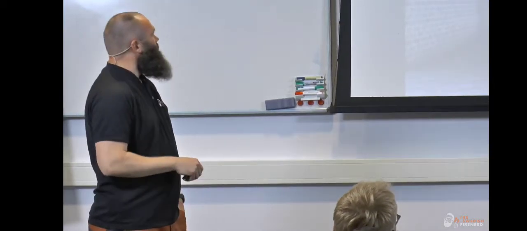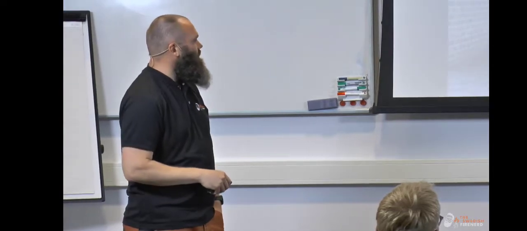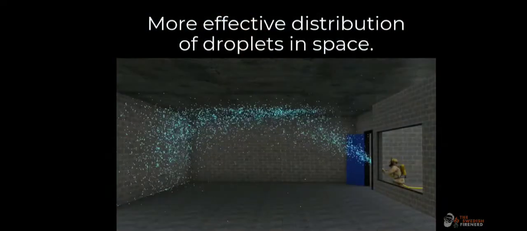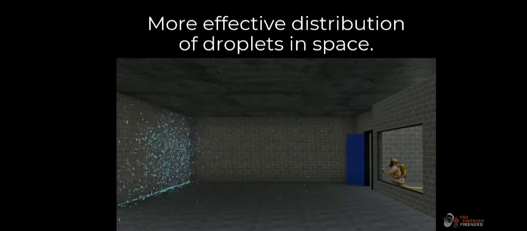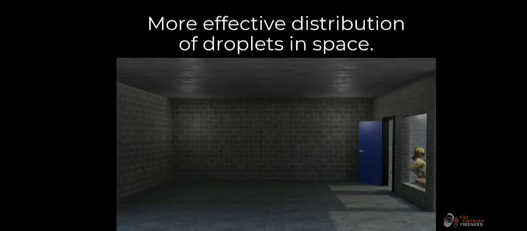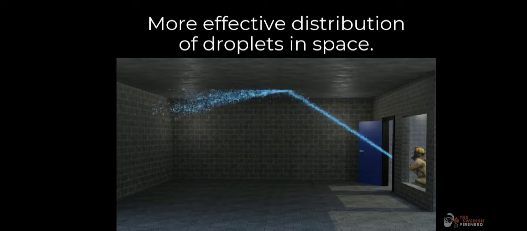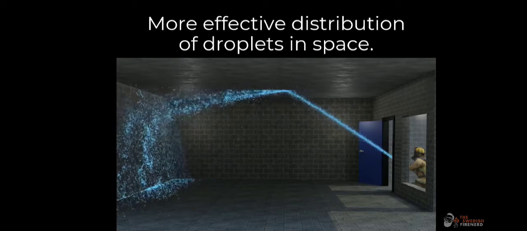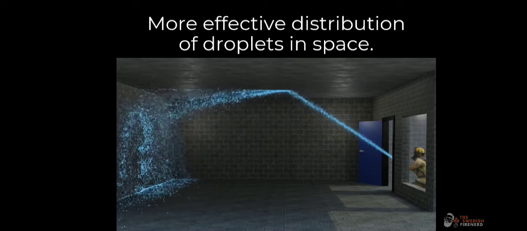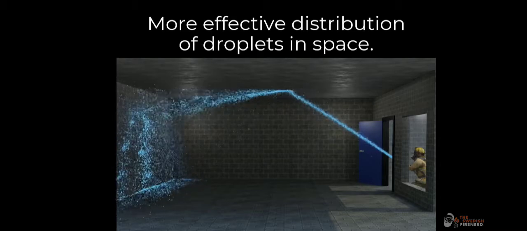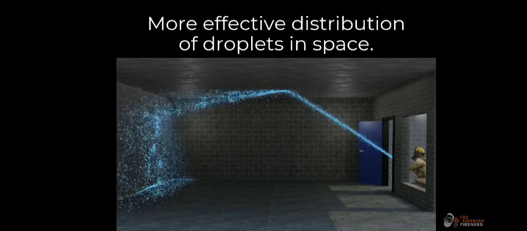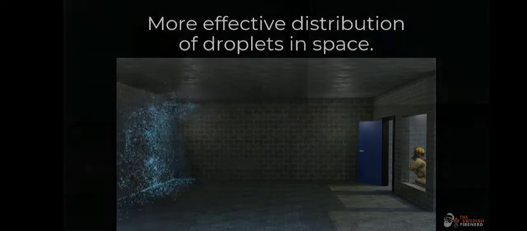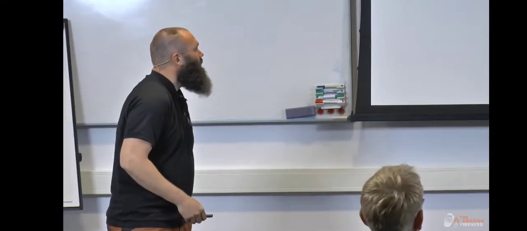So if we want to have more effective distribution of droplets in space, of course, that's where the long pulse came in. We want to cover the space more efficiently, so we do a long pulse. Or Americans used to do a long straight stream. We want to cover the space more. Fine. So we sort of retired the short pulse, unless you're in a bathroom. Retire the short pulse, because we want to be more effective.